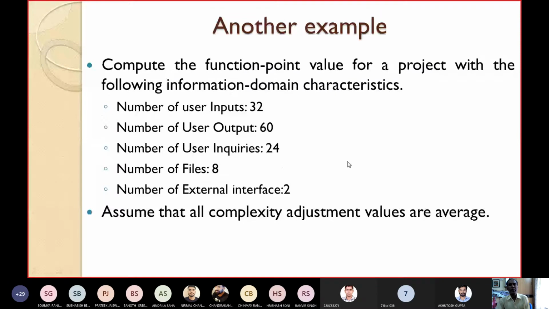Let's quickly take another example. Compute the function point value for a project with the following information domain characteristics. This information is given to you. Number of user inputs is equal to 32.